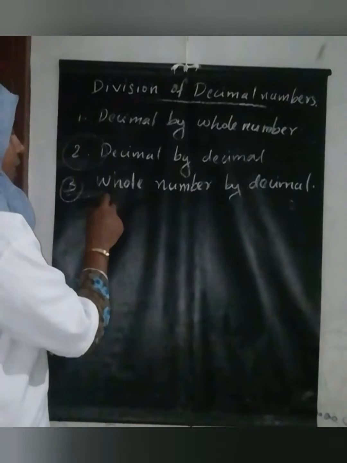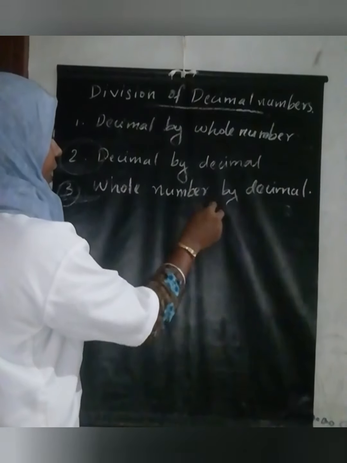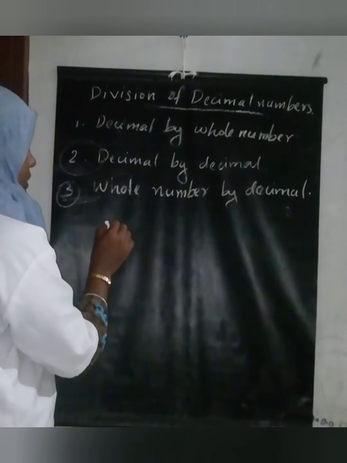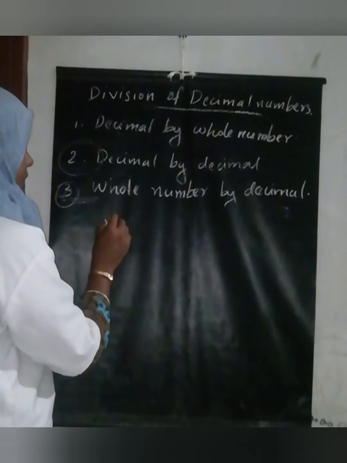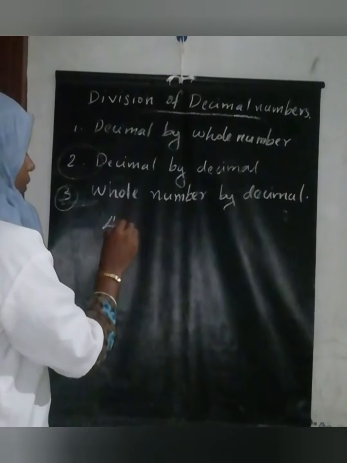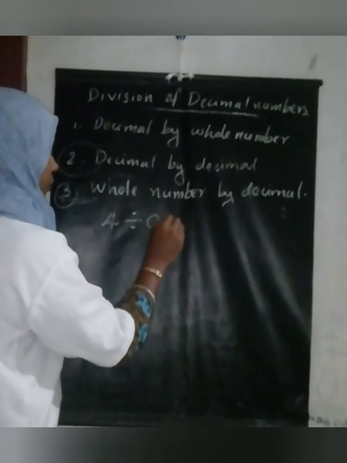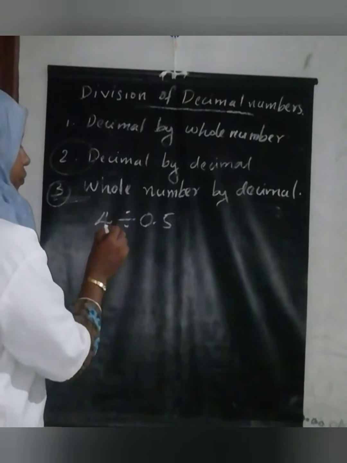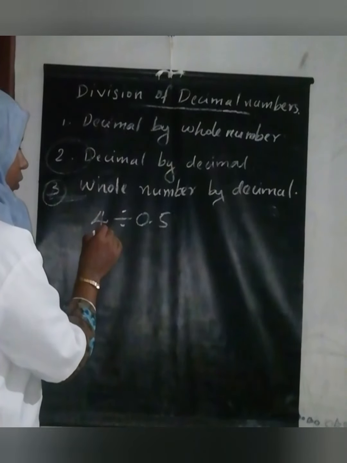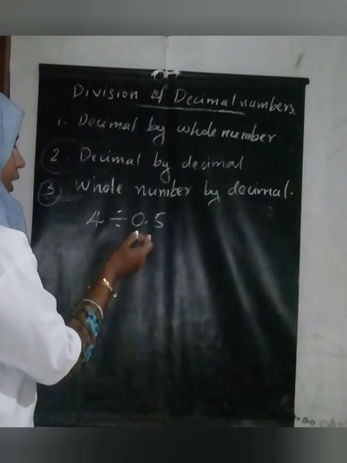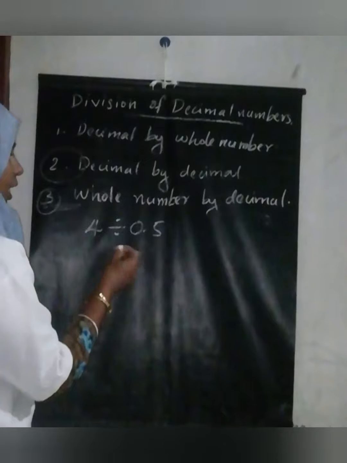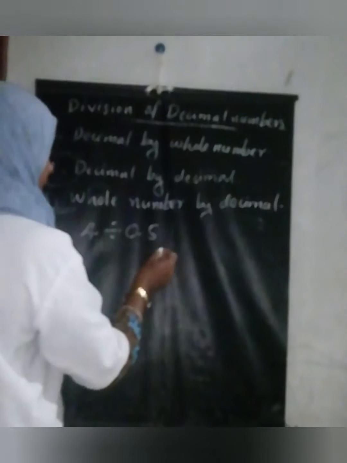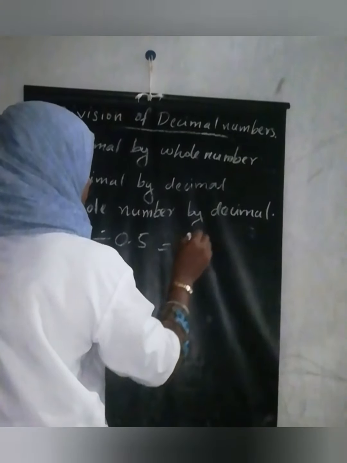Next we have to discuss the division of a whole number by a decimal number. In that, the question may be asked in this way: 4 divided by 0.5? How many 0.5s are there in 4? We know the answer very easily. We will get the answer as 8. Then how do we reach 8?